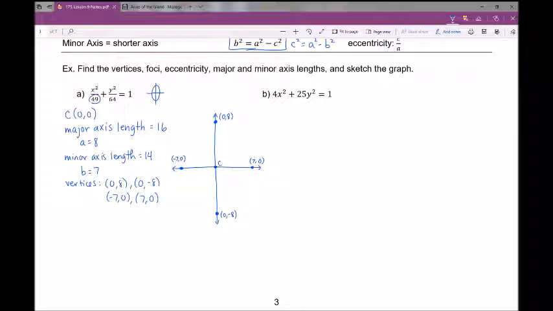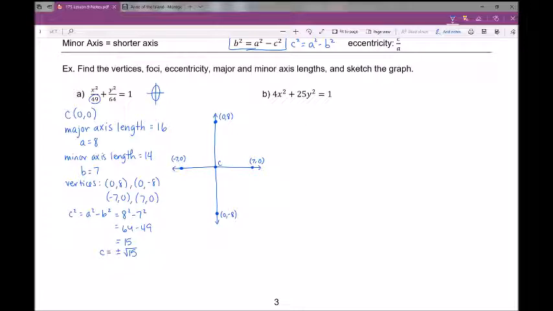Okay, so to find the foci, first we need the distance from the center to the foci, which will be that variable c. So we know that c squared is equal to a squared minus b squared. Okay, if we sub in a and b, we get 8 squared minus 7 squared is equal to 64 minus 49, which gives us 15. So c is going to be plus or minus the square root of 15.